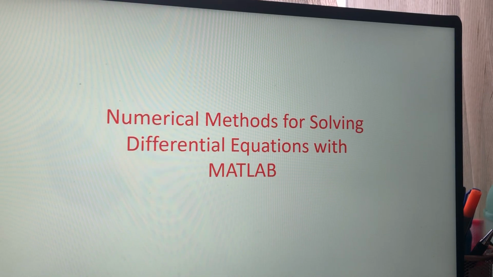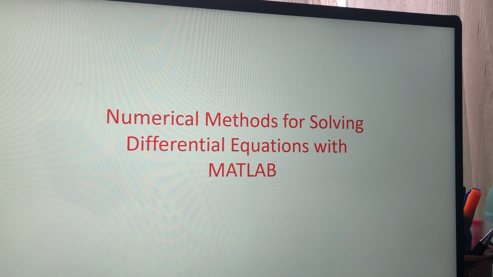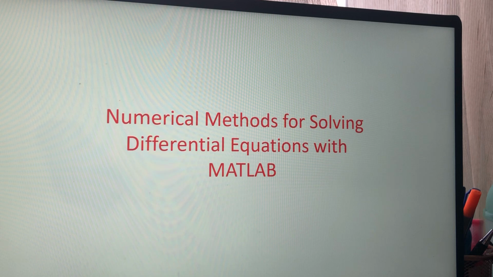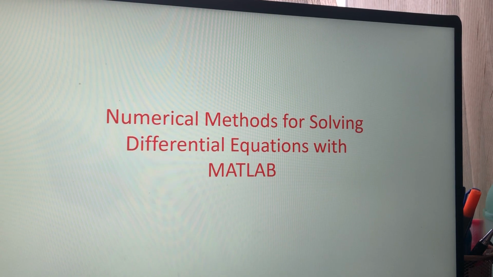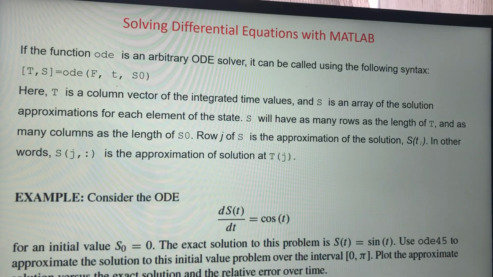Hello, this is our last section. We will talk about numerical methods for solving differential equations with MATLAB. Last semester I did not cover this section, we didn't have time. But now I want to just show you a couple things that I think you will need. It will be good for you.